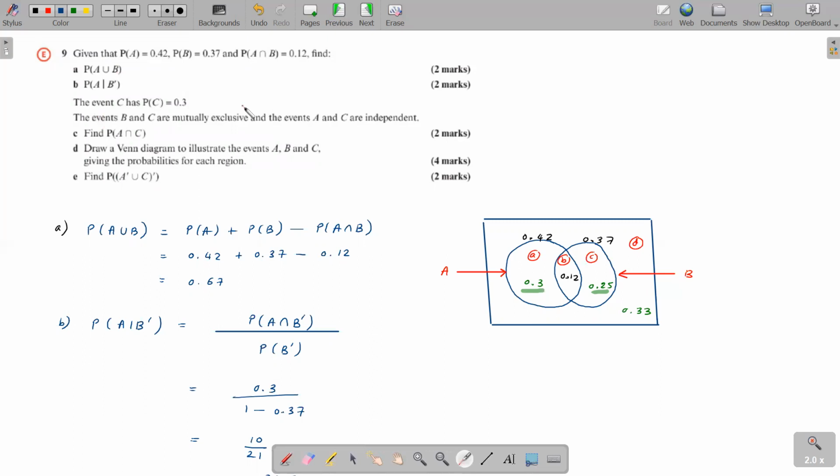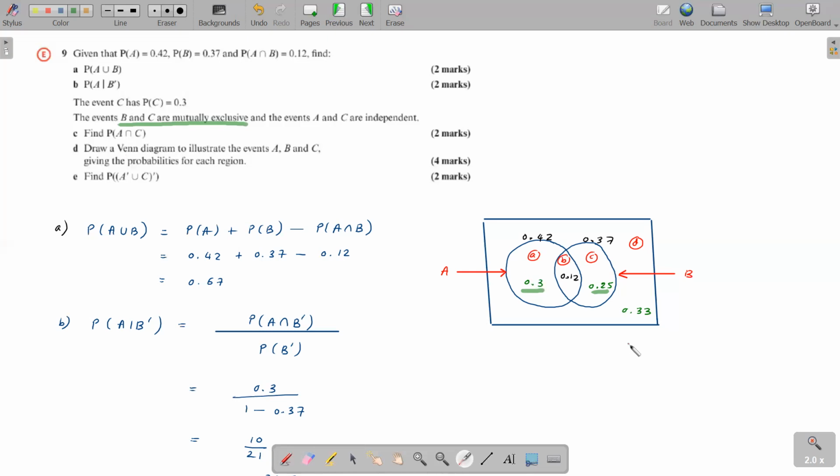So they say events B and C are mutually exclusive. What do you mean by events B and C being mutually exclusive? Mutually exclusive events are events that do not have any intersection, so they don't have any common region. So if events B and C are mutually exclusive, the events B and C should not intersect. If you're trying to draw now, you'll have to include the set C into this Venn diagram.